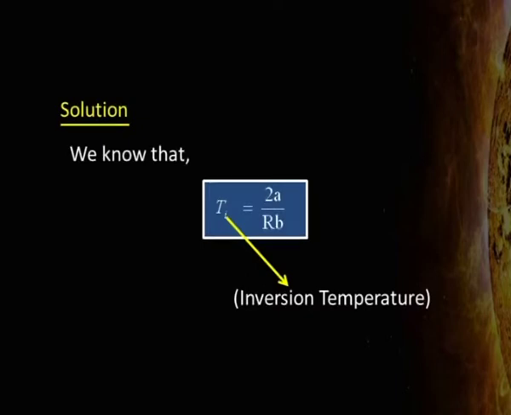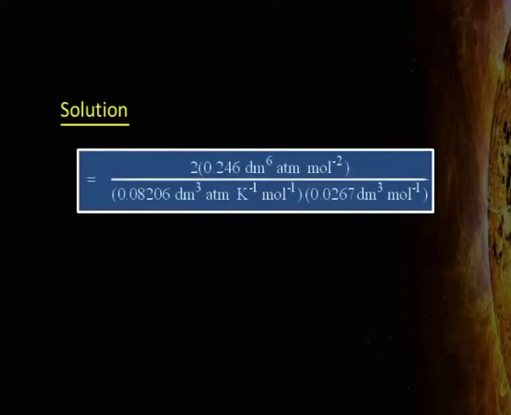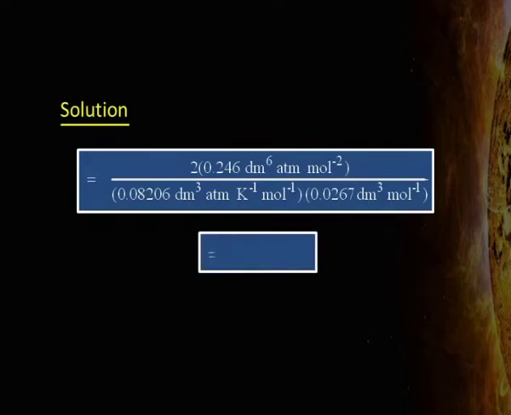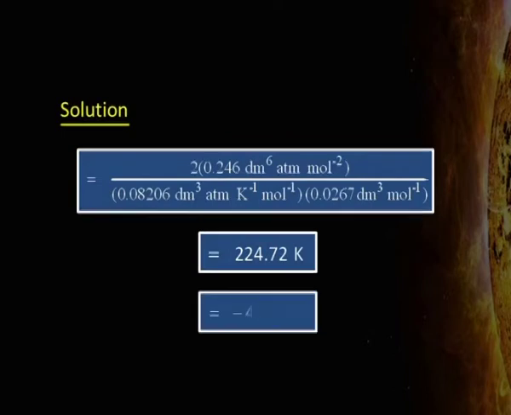Therefore, putting all the values in the expression, we will get Ti equal to 2 multiplied by 0.246 divided by 0.08206 multiplied by 0.0267, which is equal to 224.72 Kelvin, and which comes out to be minus 48.28 degrees Celsius.